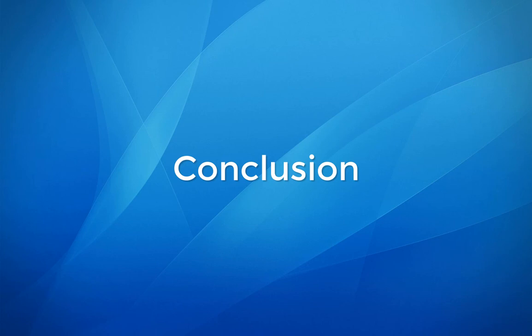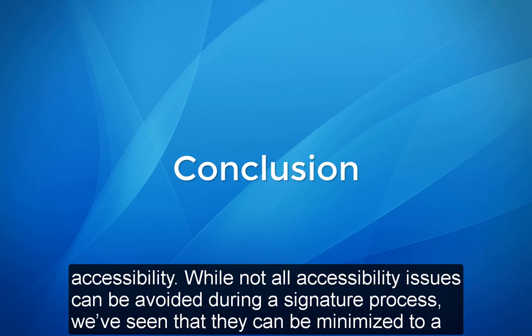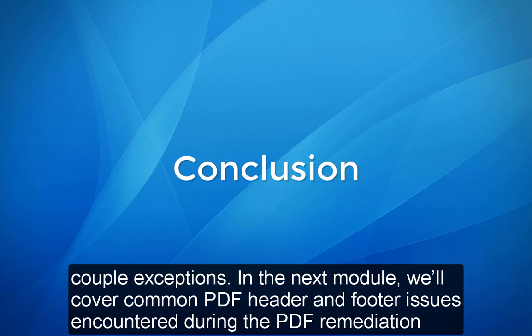Conclusion. In this module, we reviewed Adobe Sign digital signatures and examined how the Adobe Sign feature has bearing on accessibility. While not all accessibility issues can be avoided during a signature process, we've seen that they can be minimized to a couple exceptions. In the next module, we'll cover common PDF header and footer issues encountered during the PDF remediation process.